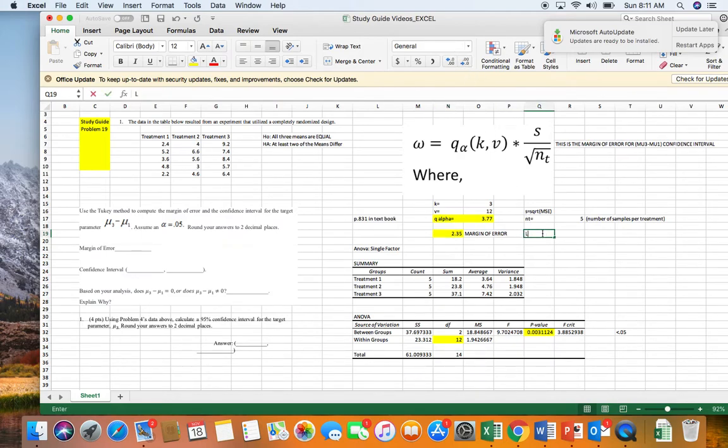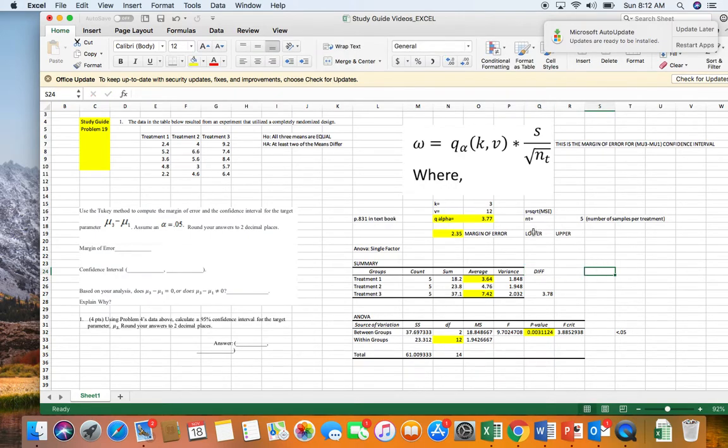now we can calculate the lower and the upper bound. But first, what we need to do is, since we're calculating an interval for mu3 minus mu1, we have mu3 is this 7.42, goes with treatment 3. Treatment 1's mean is 3.64. So the difference equals 7.42, this cell, minus this cell. Okay, so this would be the difference.